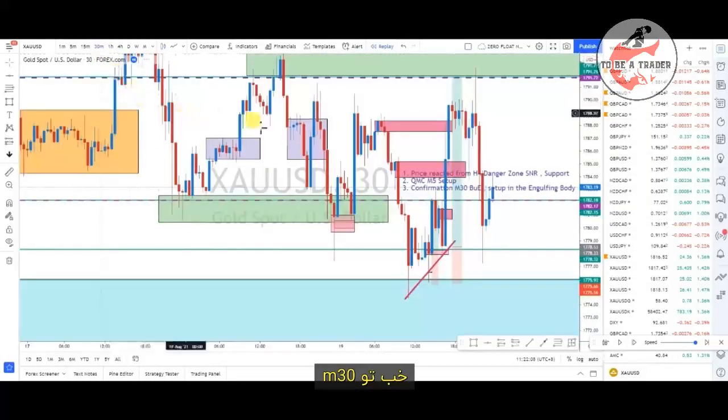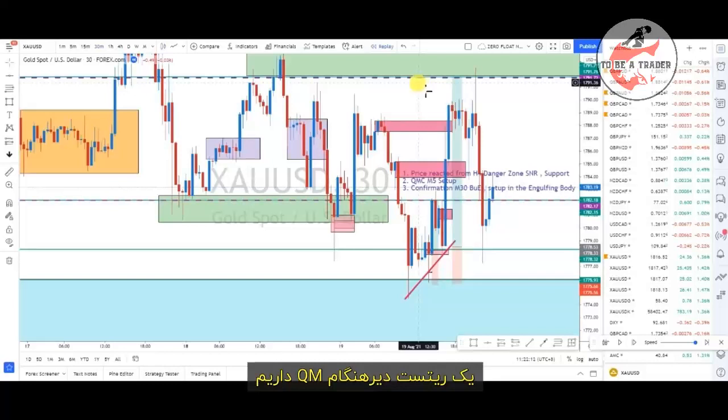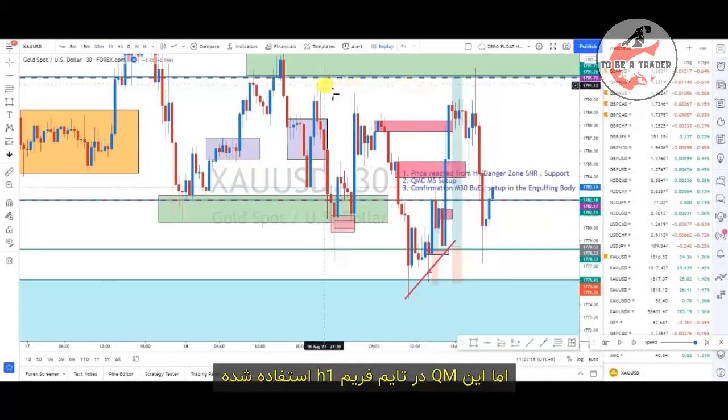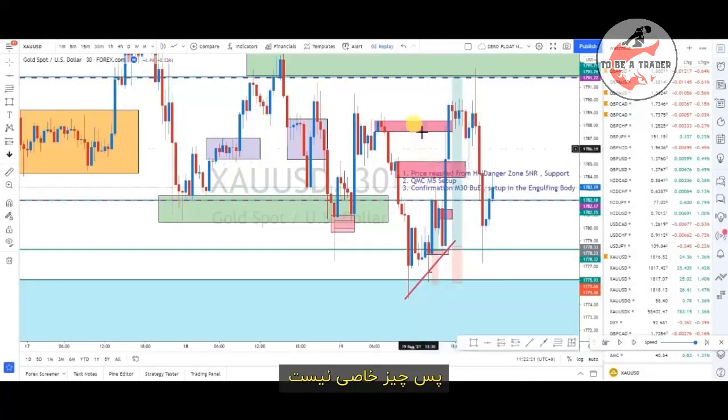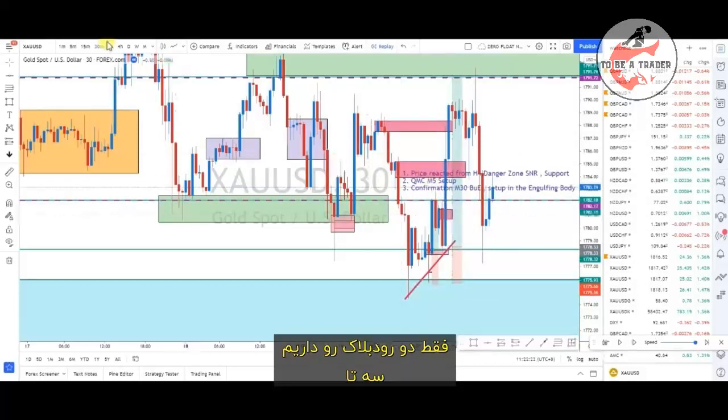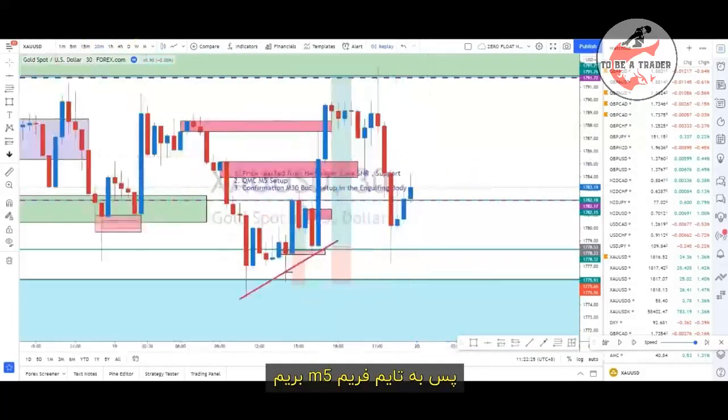Okay, M30, any more? There's like a QM led retest pattern, but this QM has been taken on the H1 time frame, so it's considered high risk once the QM has been taken. So nothing much. So we have only 2 roadblocks, guys, or 3. Okay, 3 roadblocks. So let's go to the M5 time frame.